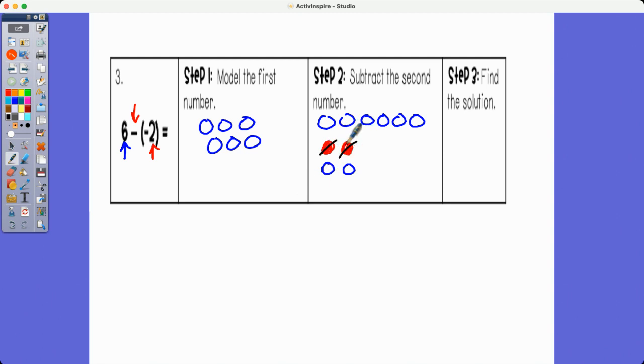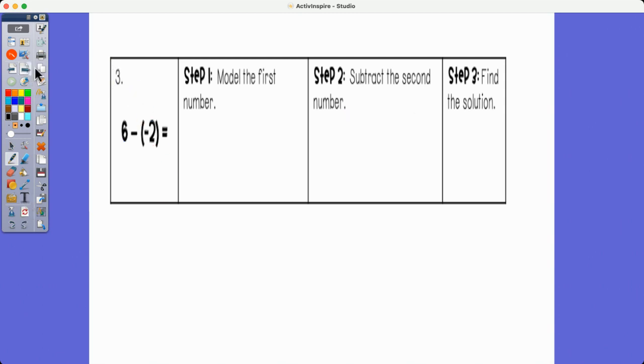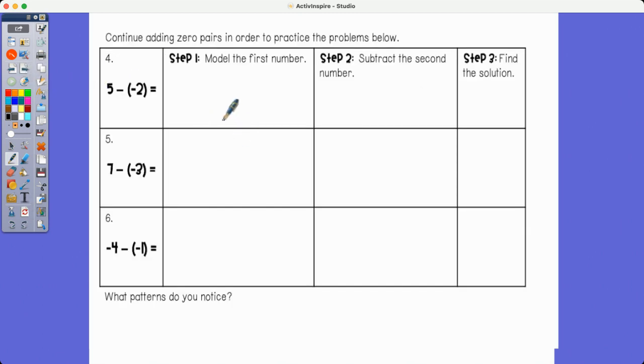1, 2. What am I left with though? 1, 2, 3, 4, 5, 6, 7, 8. Positive 8 is my solution. Wait, whoa, that's crazy. What? I'm going to teach you a rule for why that works when we get to multiplication. Not quite yet though, because we're just using modeling right now. So we're going to continue adding pairs.